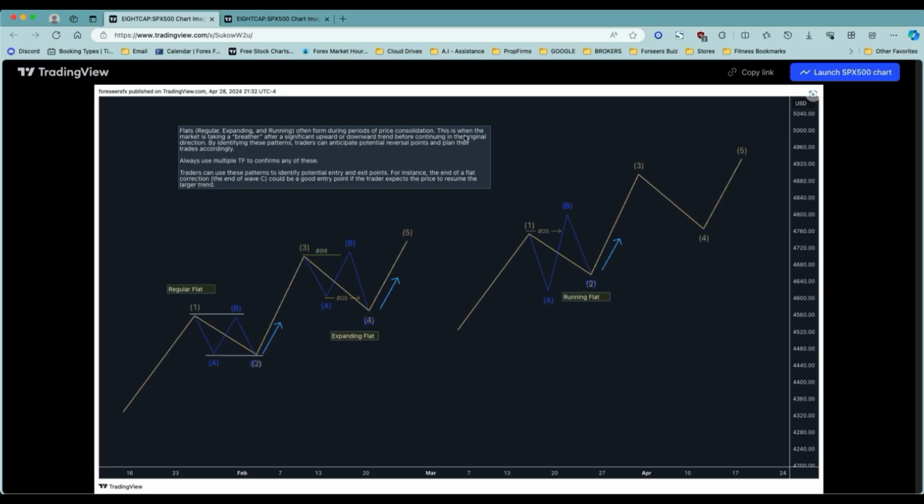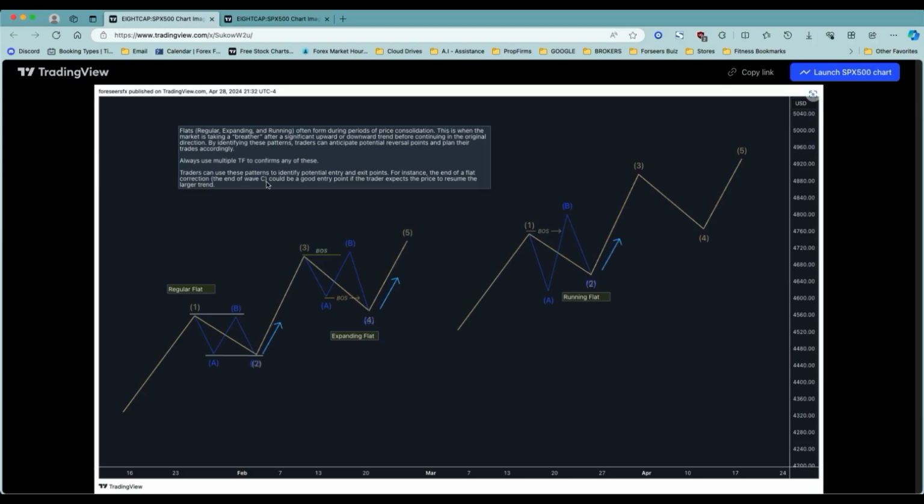Often formed during periods of consolidation. This is when the market is taking a breather after a significant upward or downward trend before continuing in the original direction. By identifying these patterns, traders can anticipate potential reversal points and plan their trades accordingly. Always use multiple time frames to confirm any of these. Sometimes it's really hard to confirm them if you don't use a different time frame to mark out your 1, 2, 3, 4, 5 higher time frame patterns.